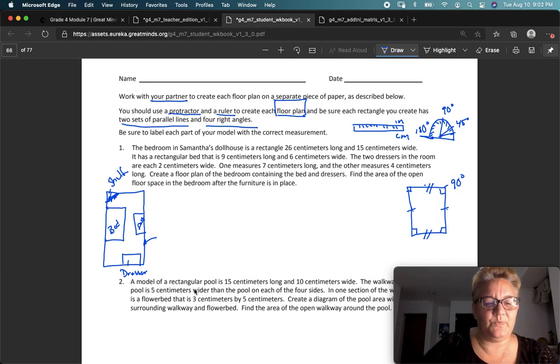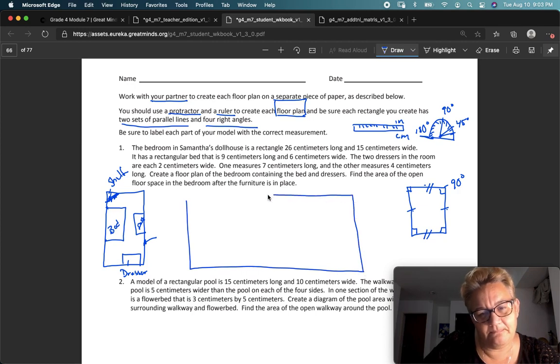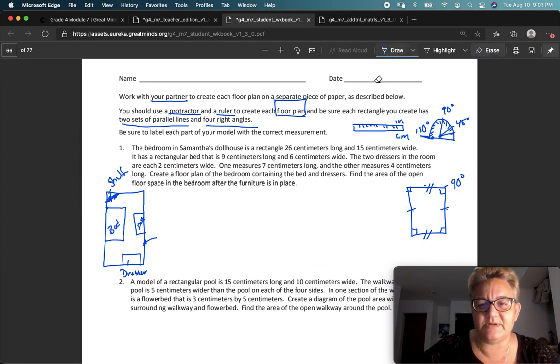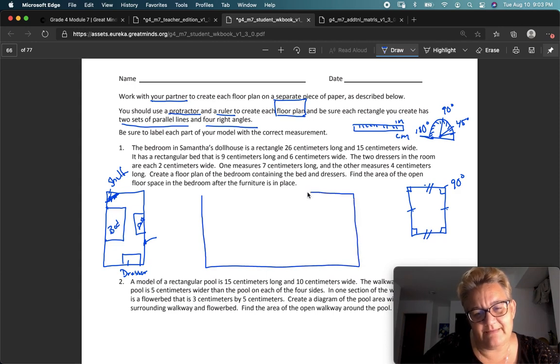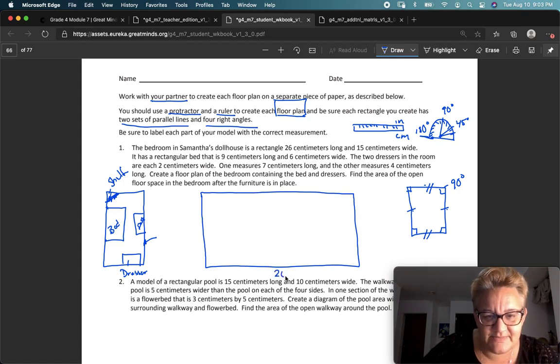Okay, so we're going to practice with Samantha's dollhouse. It's a rectangle. Now you are going to be using a beautiful ruler and you're going to have perfectly straight edges. I am working on a computer, so my edges aren't always the most perfect, but I try my hardest. You're going to measure that 26 centimeters long, and we're going to use a big piece of paper for this, and 15 centimeters wide.